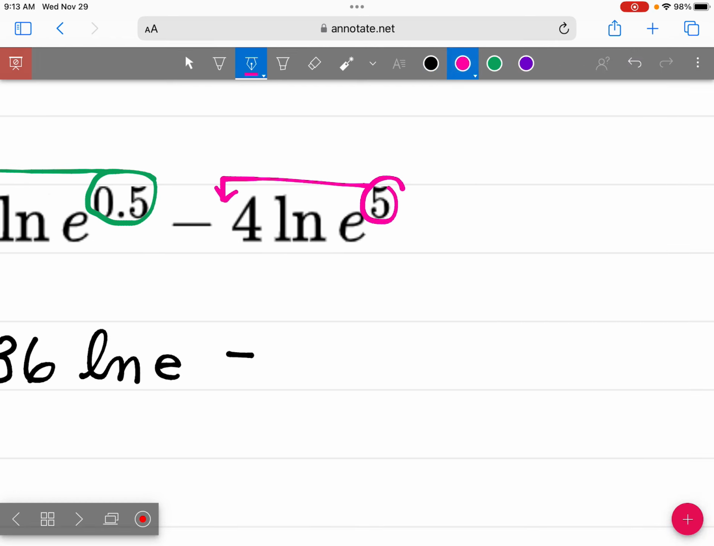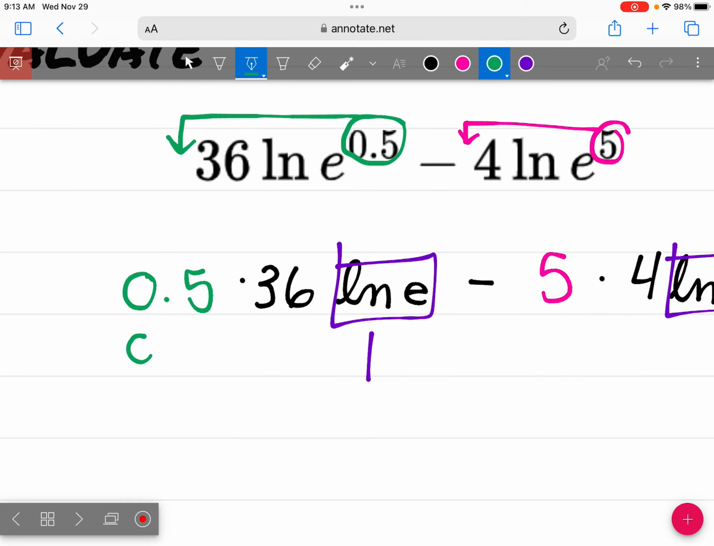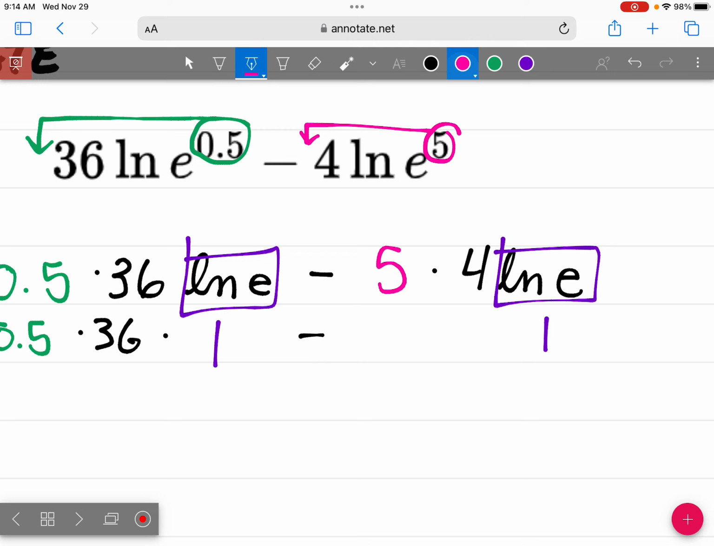minus 5 times 4 ln of e. What is the natural log of e? 1. So this chunk just means 1, and this chunk just means 1. So I have 0.5 times 36 times 1 minus 5 times 4 times 1.